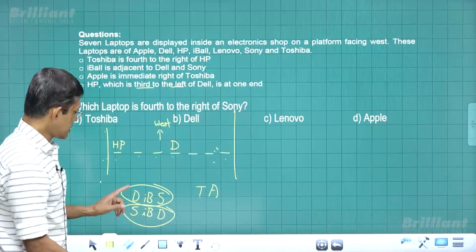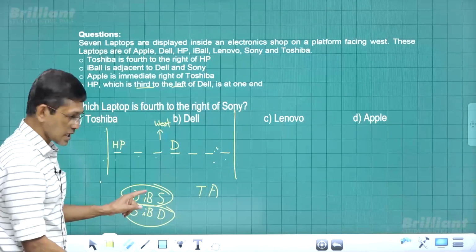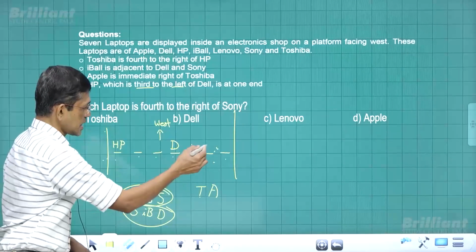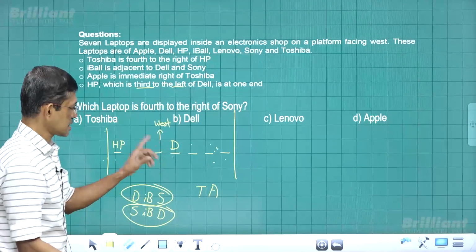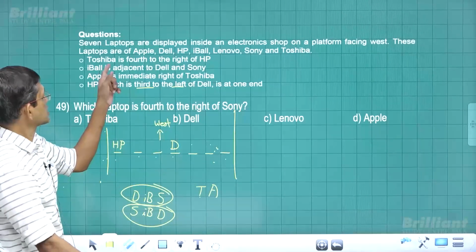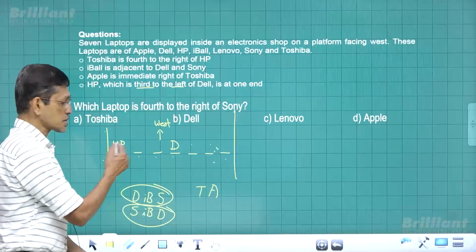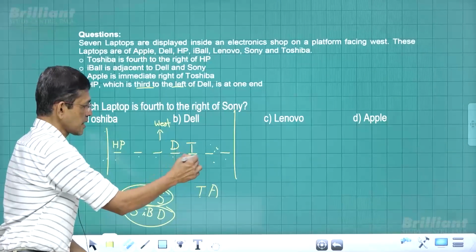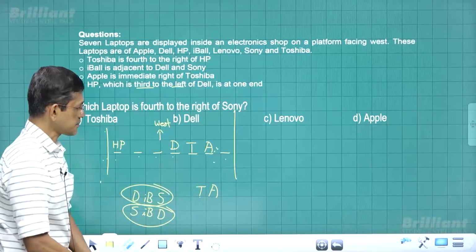Now, since Dell is here, D, Eyeball and S is possible. Or S, Eyeball and D. So there are two possibilities. At the same time, Toshiba is 4 to the right of HP. So HP is here, Toshiba is 1, 2, 3, 4, here. And Apple is here, immediate right of Toshiba.